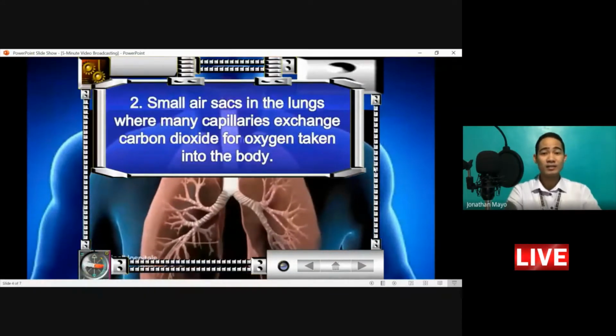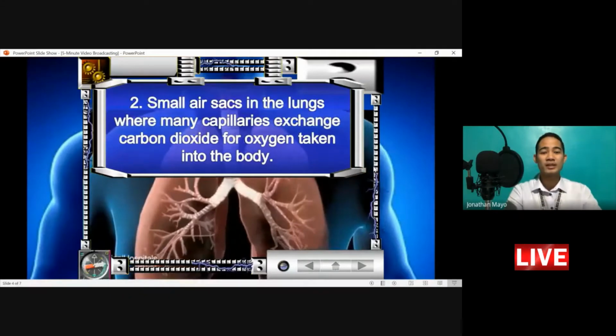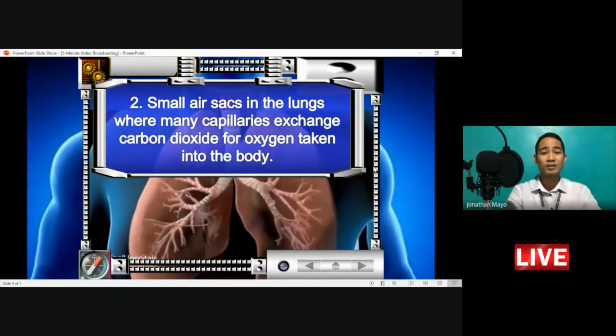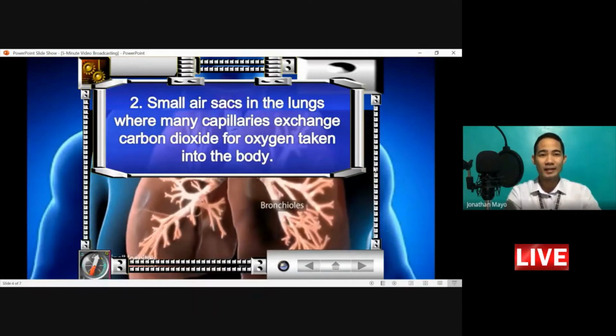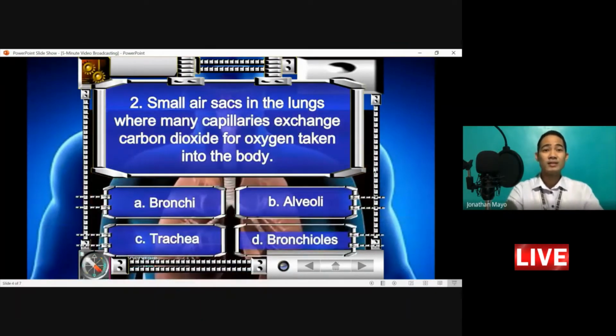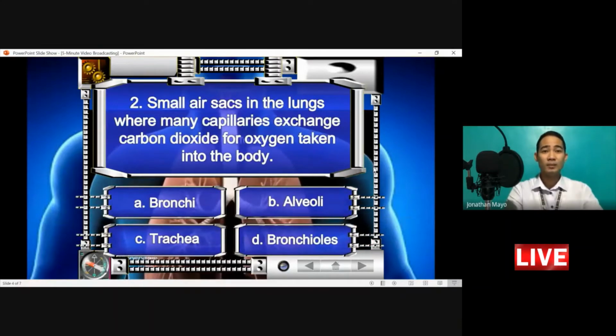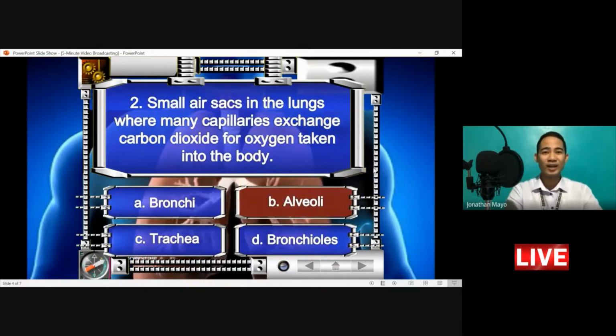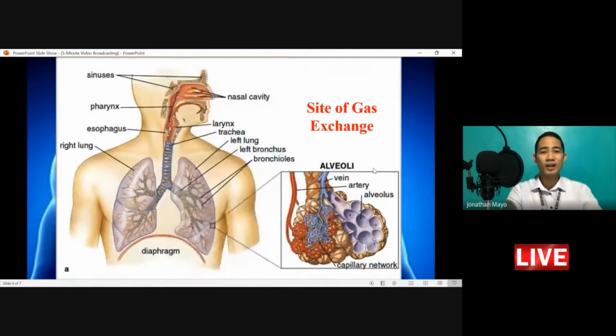Small air sacs in the lungs where many capillaries exchange carbon dioxide for oxygen taken into the body. Is it A. Bronchi, B. Alveoli, C. Trachea, or D. Bronchioles? The correct answer is alveoli. That is right. Alveoli is a part of the lungs of our respiratory system wherein it is a site for gas exchange between oxygen and carbon dioxide. Let's proceed with question number three.